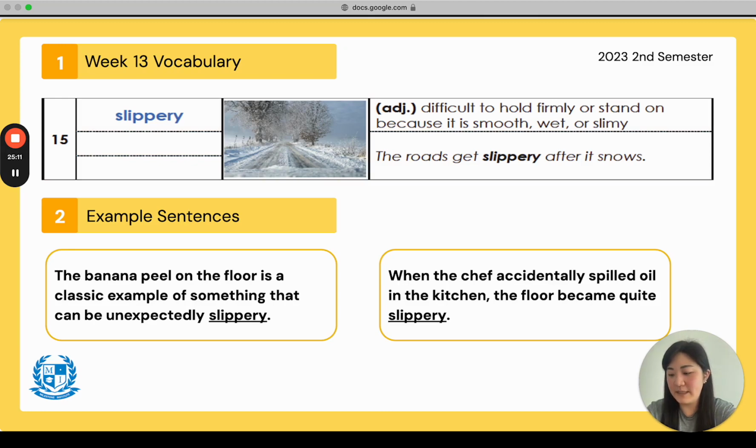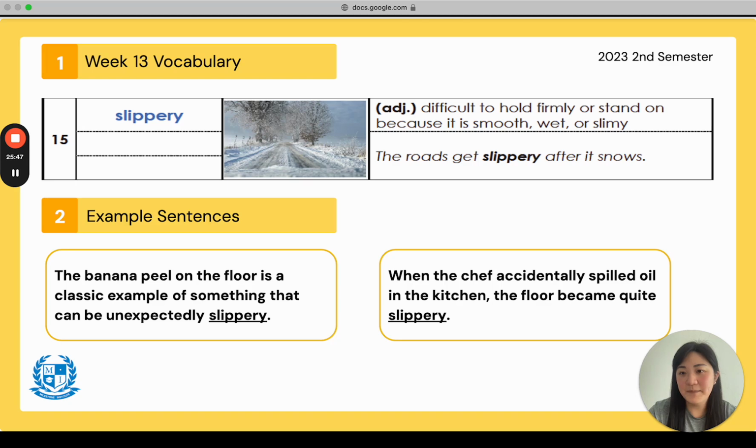Number 15, everyone say slippery. Slippery, and it is an adjective, difficult to hold firmly or stand on because it is smooth, wet, or slimy. Slippery meaning we're able to trip and fall easily on it, or it's slimy. The roads get slippery after it snows. Repeat after me. The roads get slippery after it snows. The roads also get slippery when it's raining too, because it's wet.